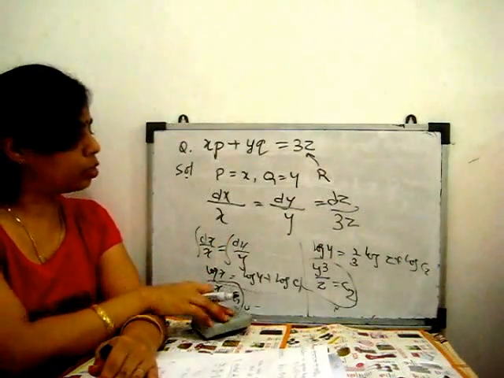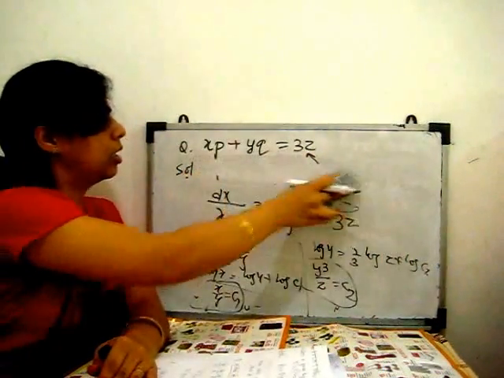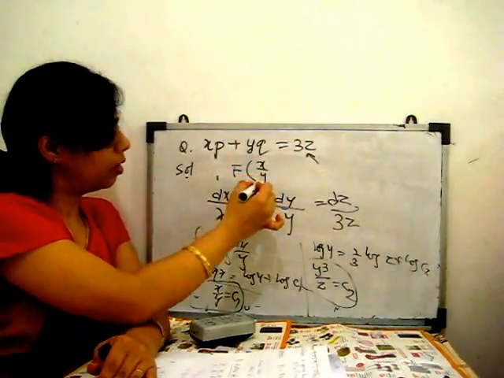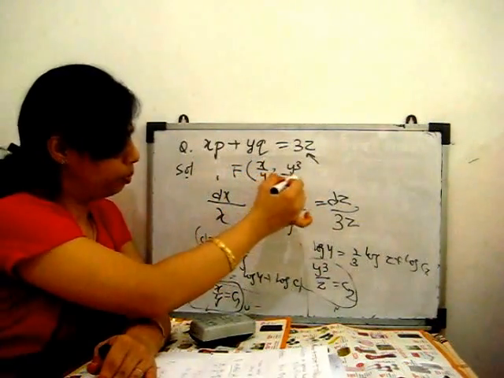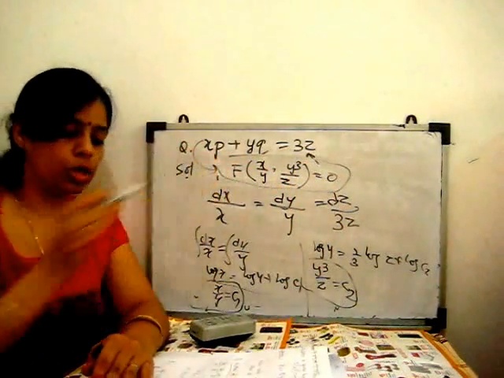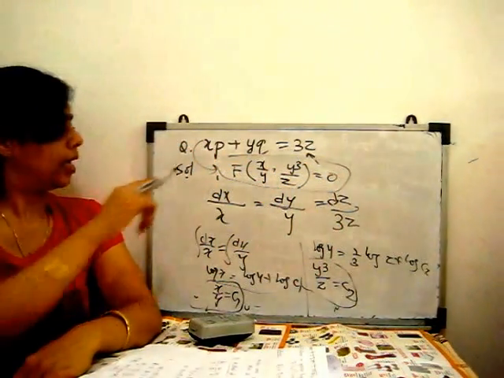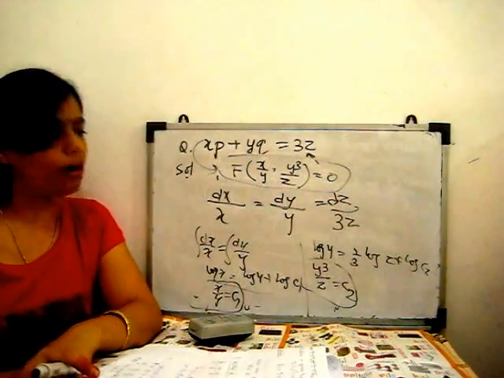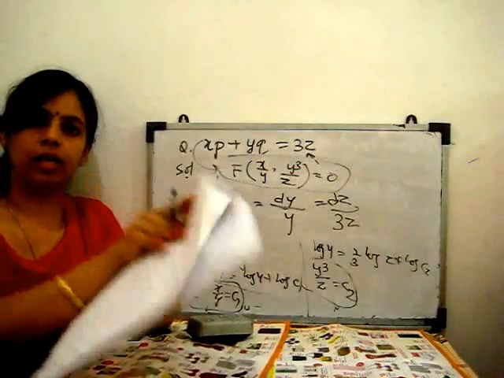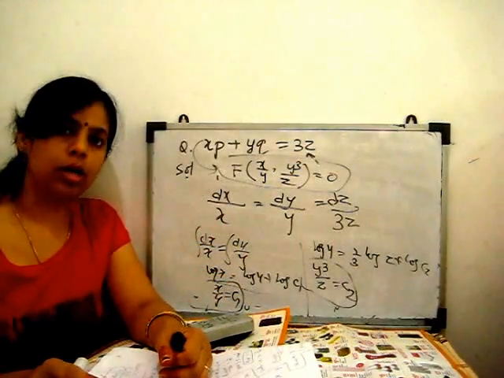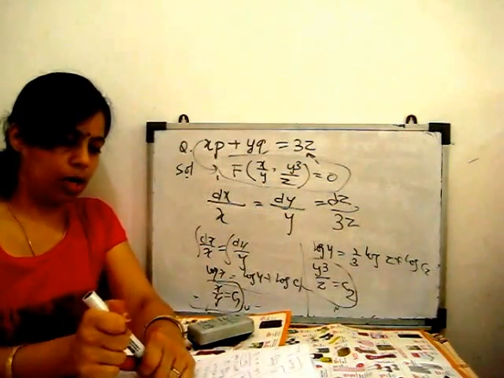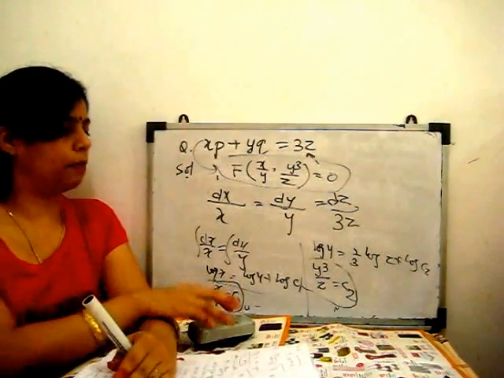So what is the solution? c1 is x/y, c2 is y³/z. So the solution is given by f(x/y, y³/z) = 0. Hence the complete solution of this question is f(x/y, y³/z) = 0. So Lagrange's method is very easy. First you have to find out P, Q and R and then solve it. Now I explain one more example, then we go for the method of multiplier.